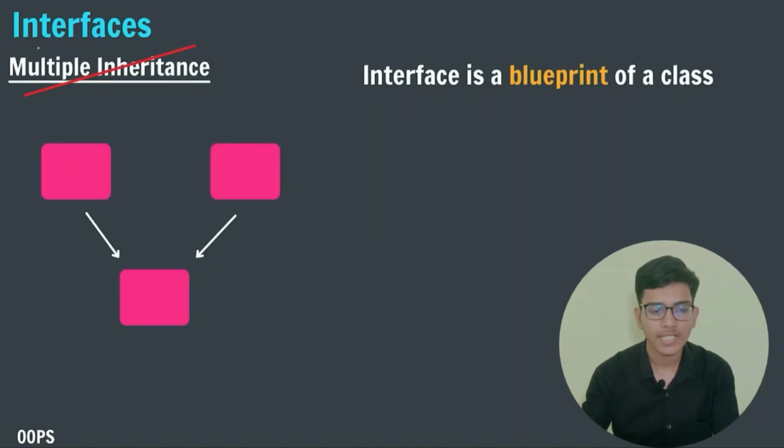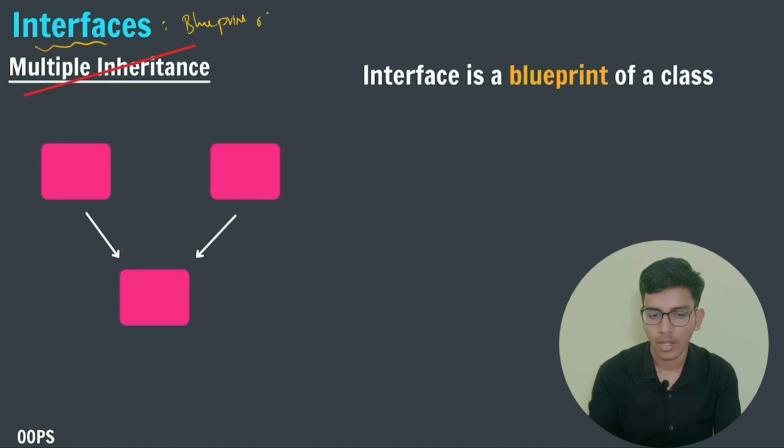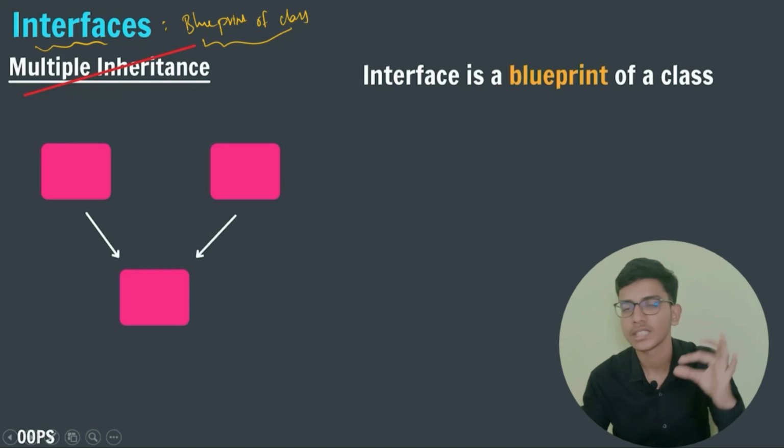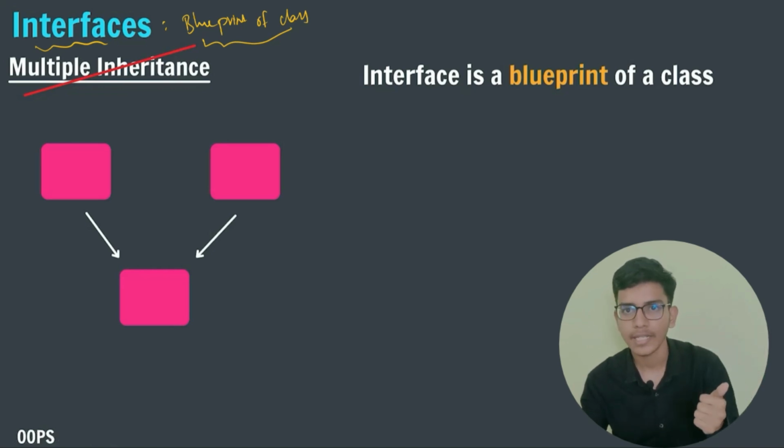Now let us talk about interfaces. An interface is a blueprint of a class. What is the meaning of blueprint of a class? We already studied that an object is a blueprint of a class. Now I am telling that an interface is the blueprint of a class.